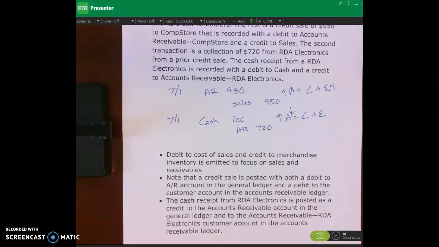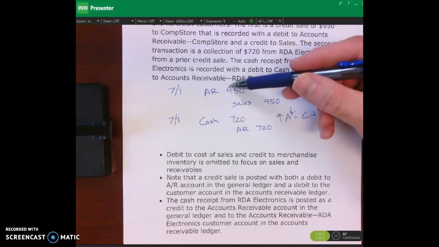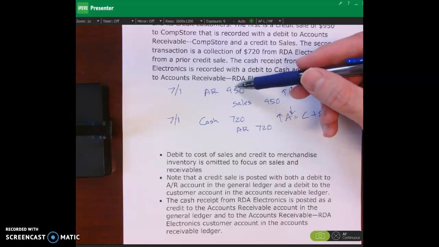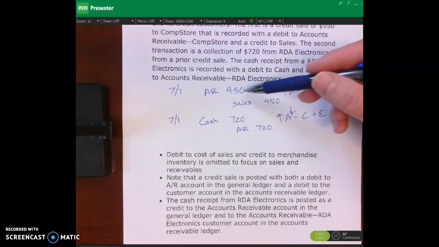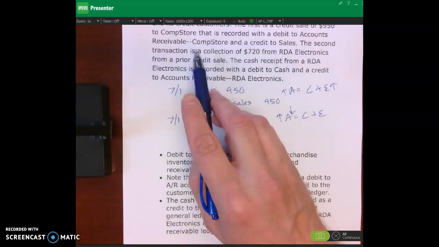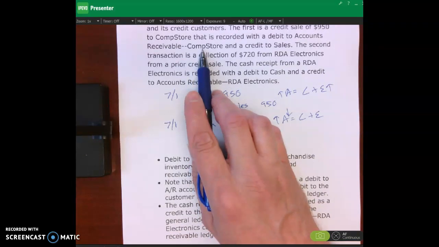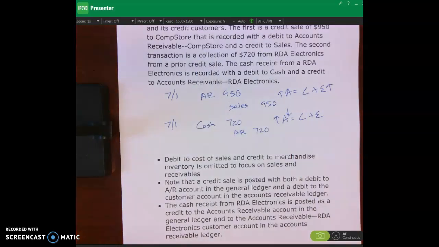The other thing is, I'm going to look on this next page. Well, let me comment on this bullet before I look at that next page. It says, note that a credit sale is also posted. So this goes to the general ledger. So this is our journal entry in the general journal. And then what we would do is come over to the general ledger and increase accounts receivable in the general ledger by $950. But then the other thing that we also have to do is go to the subsidiary ledger for ComStore, which is our customer, and increase their individual accounts receivable. So we'd also have to debit their accounts receivable.